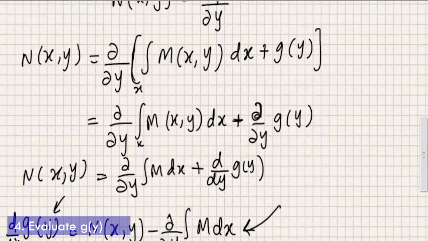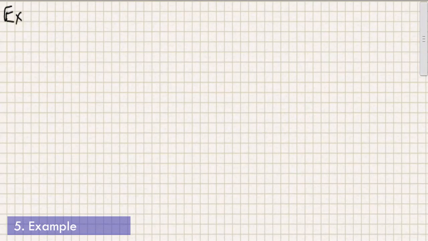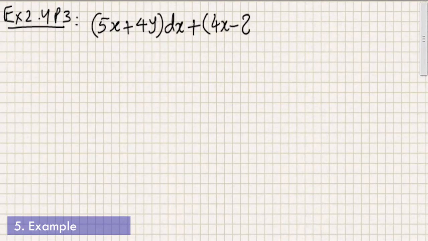So let me demonstrate all of this using a problem from the book. So let's do problem number 3, exercise 2.4, problem number 3, in which you are given the equation (5x + 4y) dx + (4x − 8y³) dy = 0. So the first step we don't need to do, because it's already in the exact equation format.